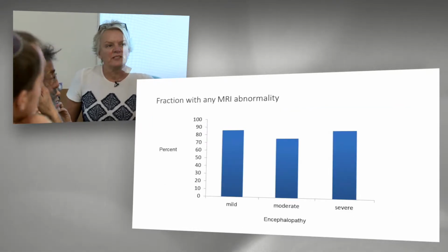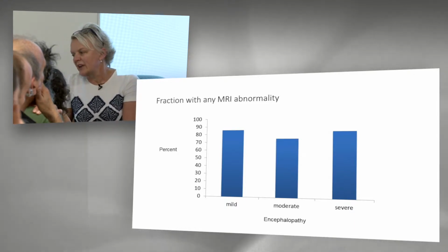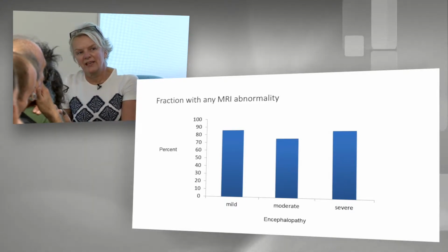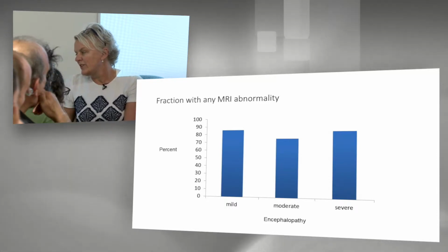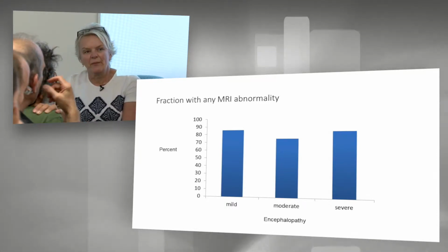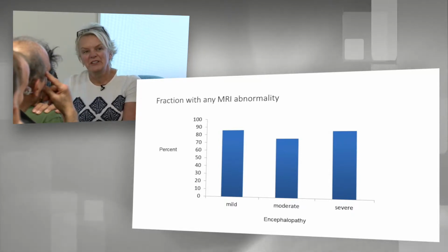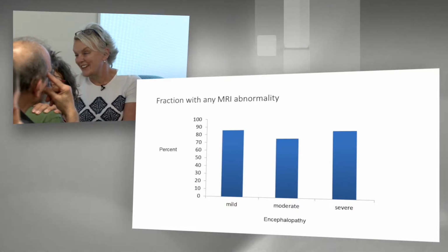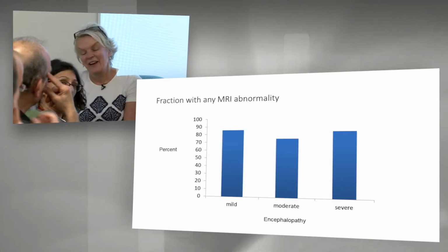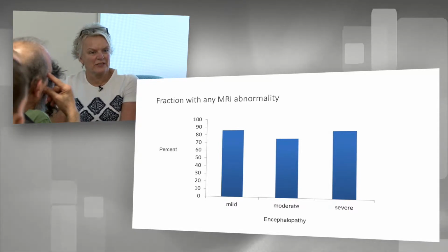What did we find when we did the MRI scan in these babies? When you looked for the presence of any abnormality on their MRI scan, and this was the MRI scan that was done on day of life 4, you can see the presence of abnormalities in the mild babies, the moderate babies, and the severe babies didn't even differ. I'll show you in just a minute. But you can see that nearly 80% of all the babies had some sort of injury.